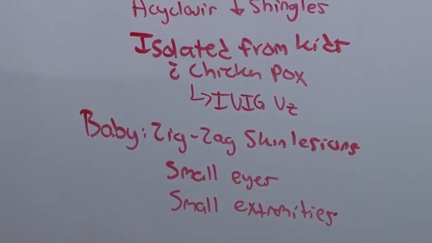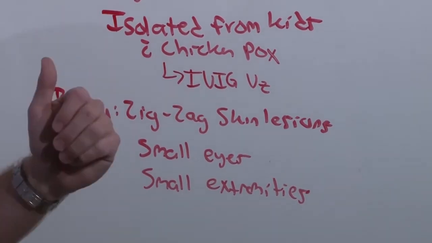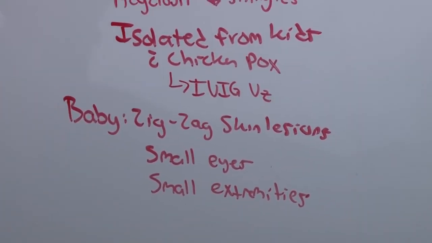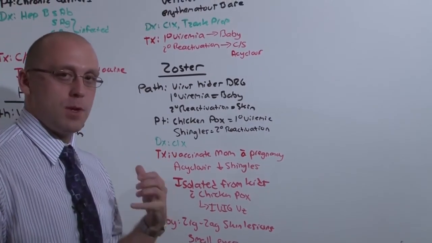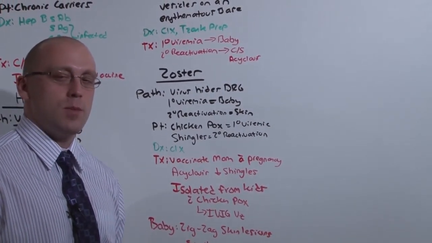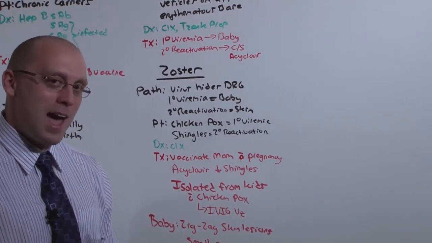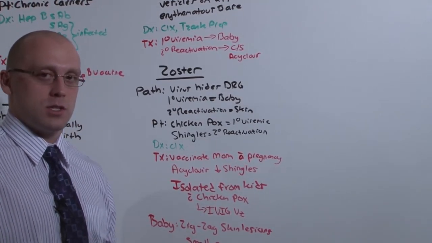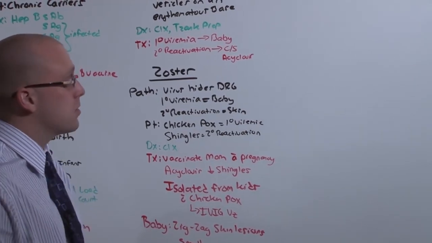So recognize the similarities of zoster and herpes. The goal is to prevent that primary viremia. We have a vaccine for zoster, we don't for herpes. And secondary reactivation is all about keeping baby away from the skin lesions, because the only way baby can get infected if mom had already had the virus is by touching the skin lesions. Okay, we're going to move on to syphilis next.